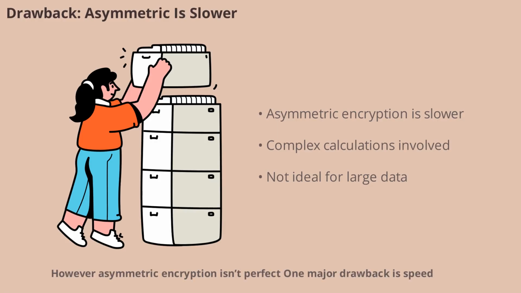However, asymmetric encryption isn't perfect. One major drawback is speed. Asymmetric algorithms like RSA use complex mathematical operations and very large numbers, making them much slower than symmetric algorithms like AES. Encrypting and decrypting large amounts of data with asymmetric encryption can be inefficient and time-consuming.